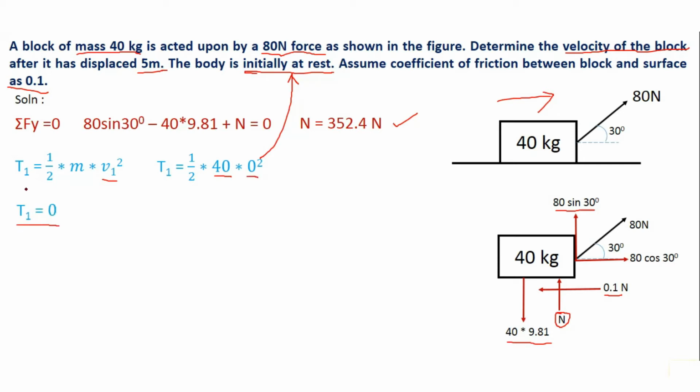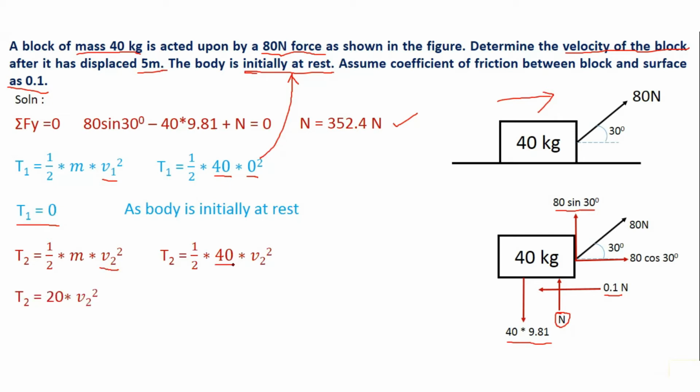Similarly, I will find out the value of T2, that is the kinetic energy at the final point. So I will have T2 is equal to half m v2 square, where v2 is the velocity at the final point. On substituting the values, mass is given to us as 40, and I will get the answer for T2 as 20 v2 square. So this becomes my T2, which completes my third step.